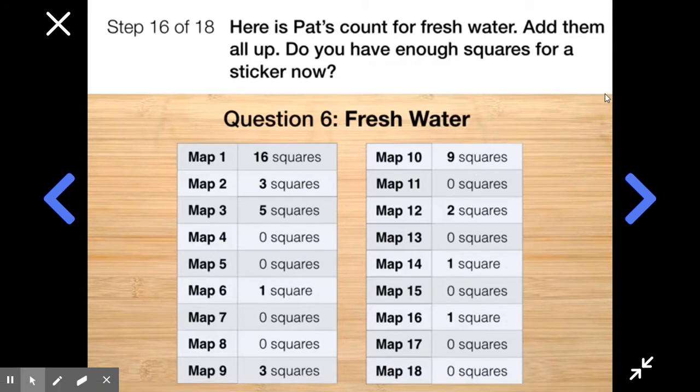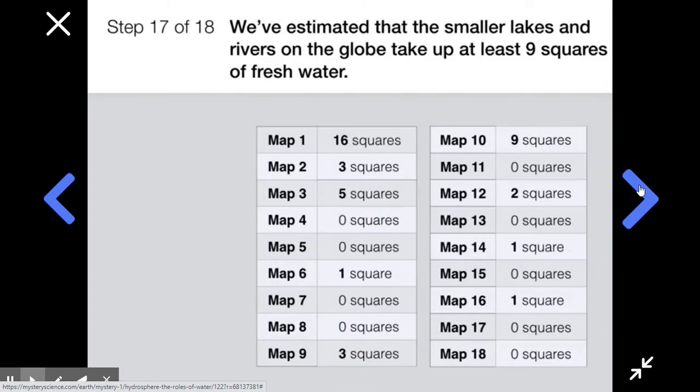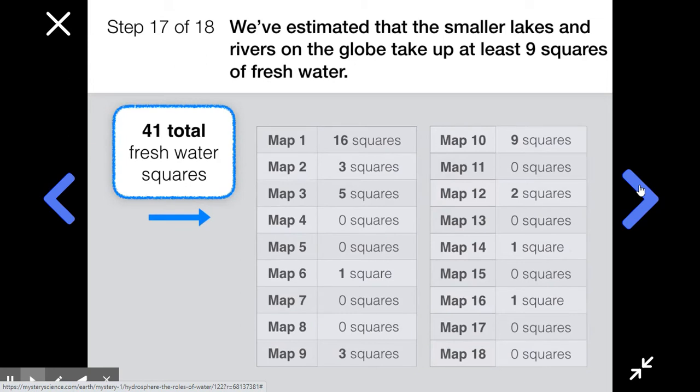All right, here's Pat's count for freshwater. Add them all up. Do you have enough squares for a sticker now? When you counted up all the squares, you saw that all of the world's biggest lakes don't even make up 50 squares. But there are lots of smaller lakes and rivers that were too small to show on the map.